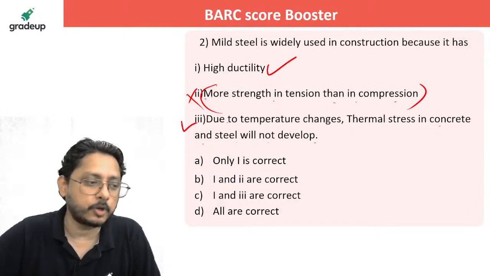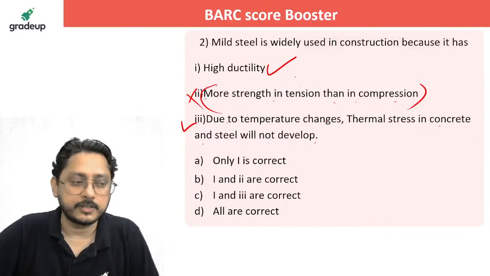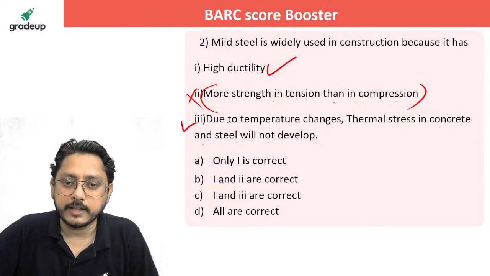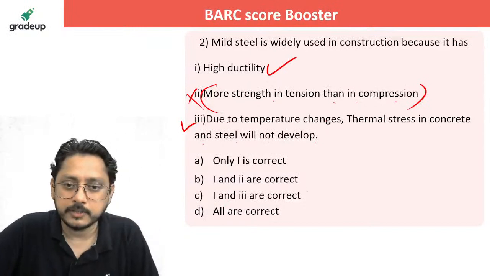Yes, that is correct, because they have the same thermal coefficient, isn't it? Almost they have the same thermal coefficient. That is why it is more useful. So these two are correct, that is only 1 and 3. Whoever have given that C option, they all are correct.